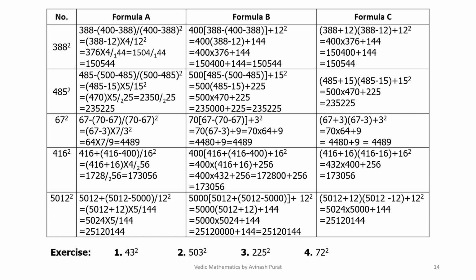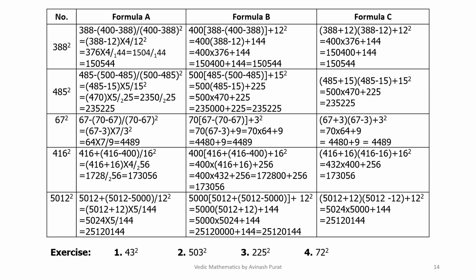The second formula: 400 multiplied by (388 minus (400 minus 388)) plus 12 square, that is 400 multiplied by (388 minus 12) plus 144, equal to 400 into 376 plus 144, equal to 150400 plus 144 equal to 150544.